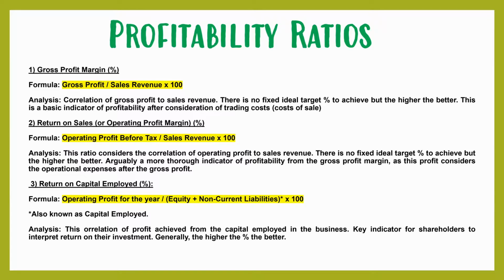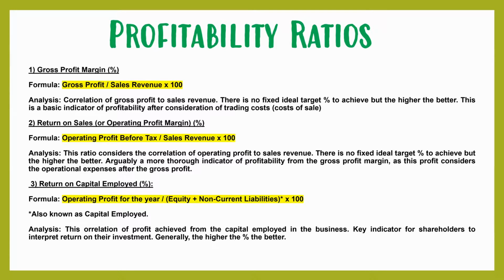Profitability ratios, as the title suggests, are ratios in assessment of profits. The first ratio considered is the gross profit margin, which assesses the return after considering trading costs in comparison with revenue achieved. The higher the ratio achieved, the better. This is a basic interpretation of profitability, as you'll see from the next ratio.